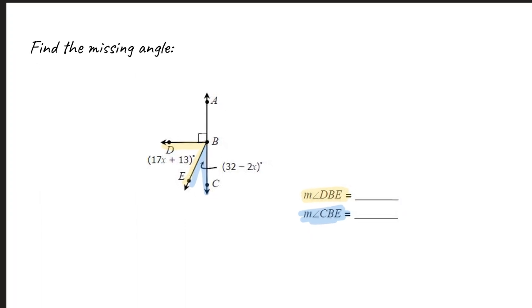Looking at the information that I have, I know these two angles. I don't know the measure of them, right? Because I have an algebraic expression for both of those. But I do know this side is 90 degrees. Well, if this side is 90 degrees, this entire measurement is going to be 180, right? Because the measurement of a straight line is 180. So I know that 17x plus 13, which is this one, plus this angle, 32 minus 2x, equals 90.